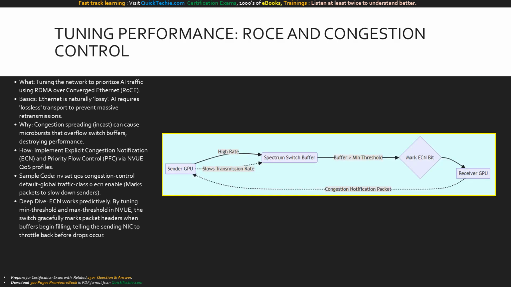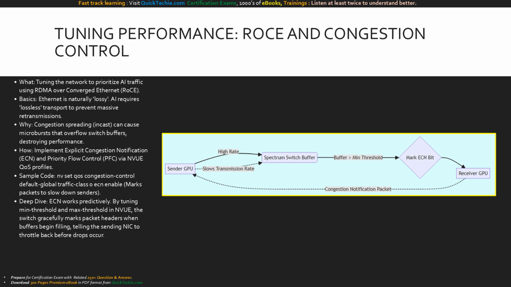Once we have visibility, we must tune the network for performance, specifically for RoCE, RDMA over Converged Ethernet. What is this? It's the mechanism that makes Ethernet act like a lossless fabric for AI. By default, Ethernet will drop packets when buffers fill up. In AI, this is catastrophic. Why? Because of incast congestion, where multiple GPUs send data to one destination simultaneously, creating microbursts.